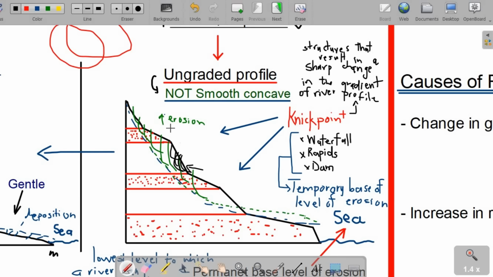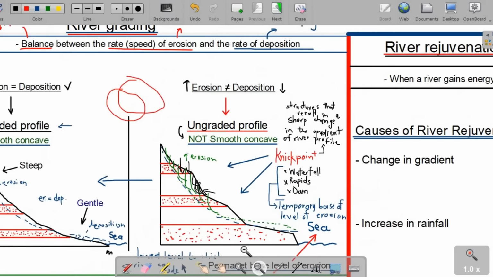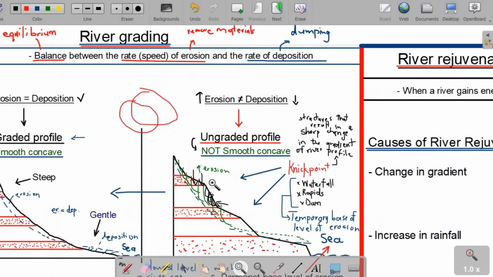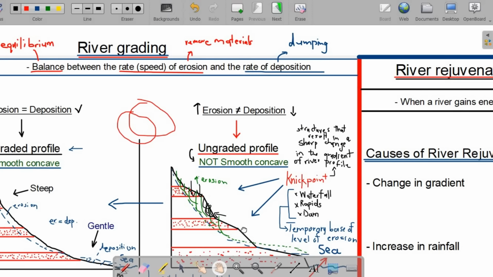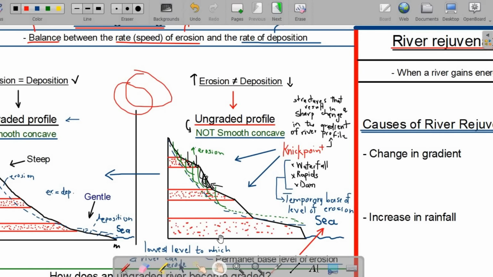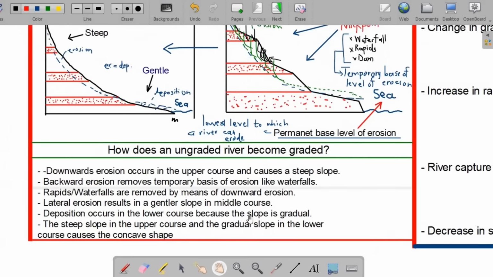So we need vertical erosion to remove these, and then we need headward erosion to remove the softer rocks there, as you can see. We need both types of erosion, and then in the lower course we need more deposition. So that's how we create that. Ensure that you include that there should be more erosion, both downward and headward, in the upper course, and deposition in the lower course. That's what they are looking for in that process.